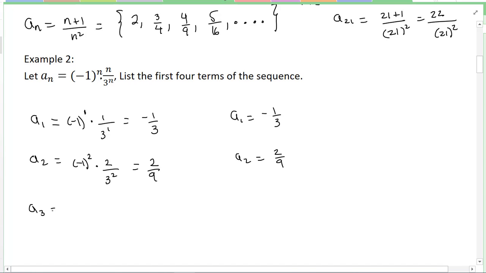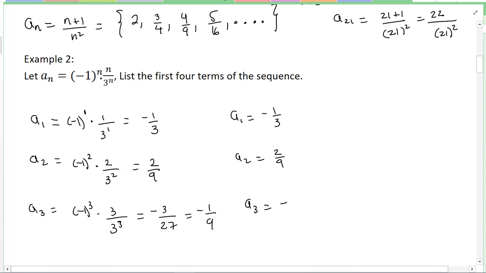A sub 3 is, replace the n with 3, so negative 1 cubed times 3 over 3 cubed. N is 3. So now a negative 1 to an odd power stays negative, so I'm going to have negative 3 over 3 cubed, which is 27. And this one I can reduce. So 3 goes into 27 9 times, so I get negative 1/9.